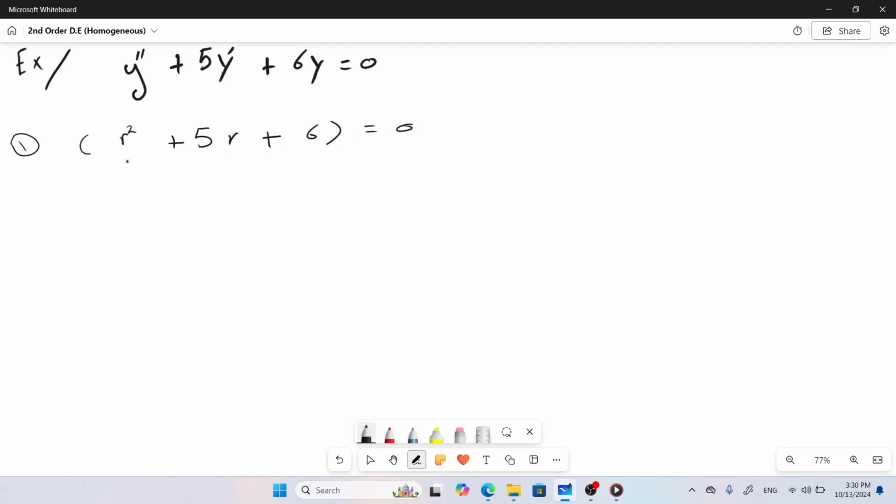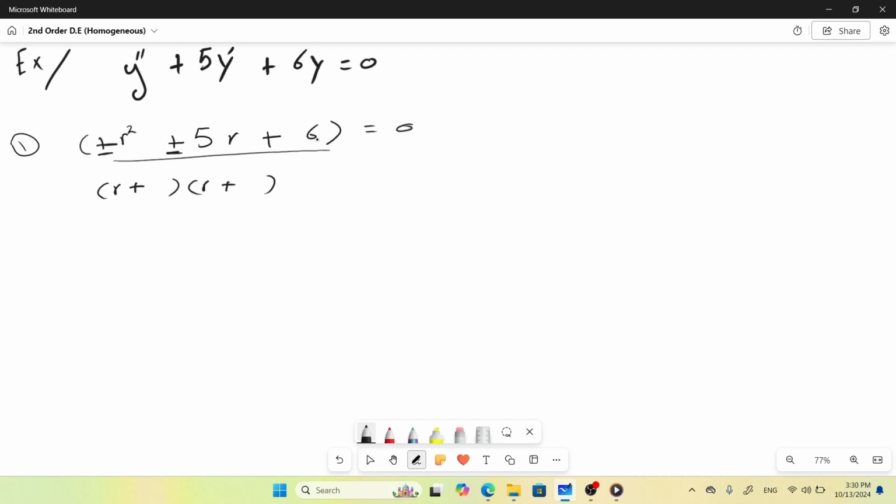Now we must find the roots for this equation. However, instead of using the quadratic formula, as it takes time, we will use the brackets method. So we have two brackets because we have two roots. R squared, we get by multiplying r by r. Now we have a positive here; a positive multiplied by a positive is a positive.